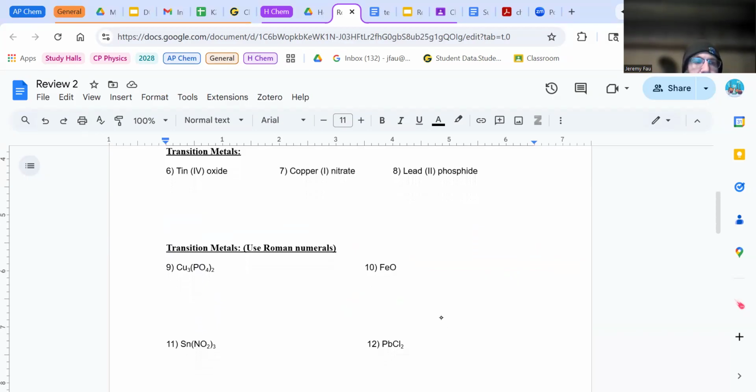All right. For 6 through 8 with the Roman numerals, that's just the charge of the first element. So tin has a charge of +4. Oxide is O, that's -2. We crisscross, we get Sn2O4. All right, this should be reduced to SnO2.